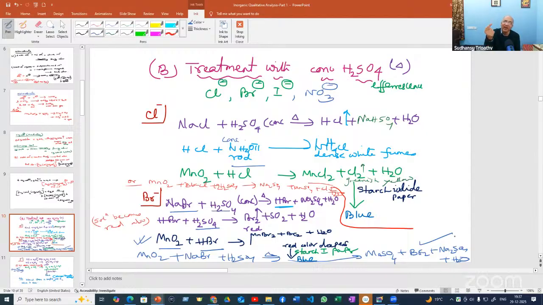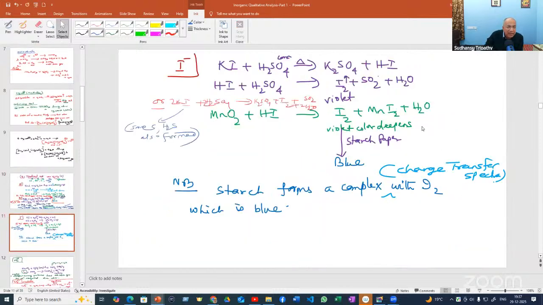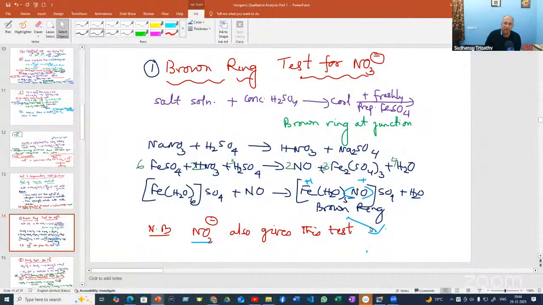Then take starch iodide solution paper and show it. Bromine plus starch iodide will give you iodine plus starch bromide. That iodine with excess of starch will produce a complex, which is blue. The same blue color you will find here. Now, iodide, you don't need starch iodide. Iodine will come and you need to take that equation.